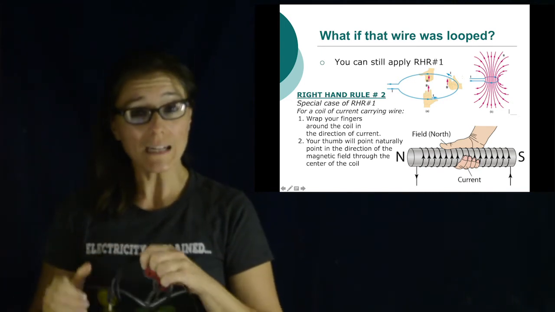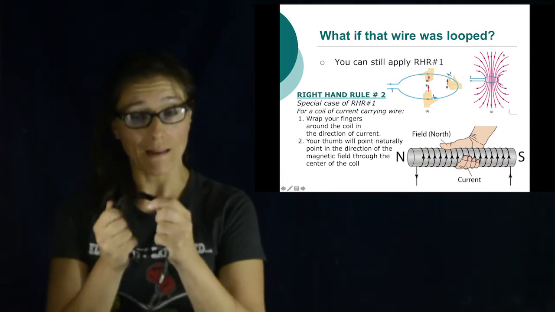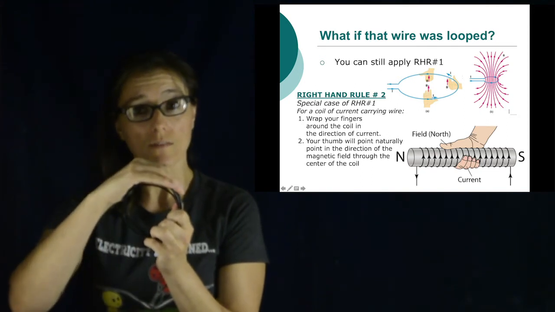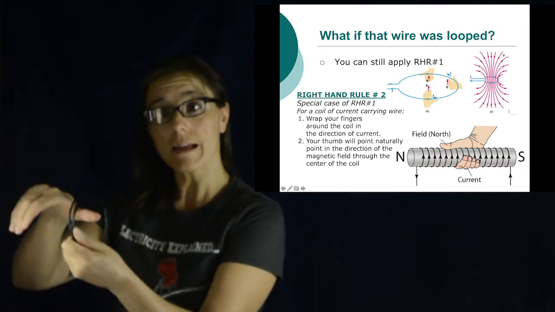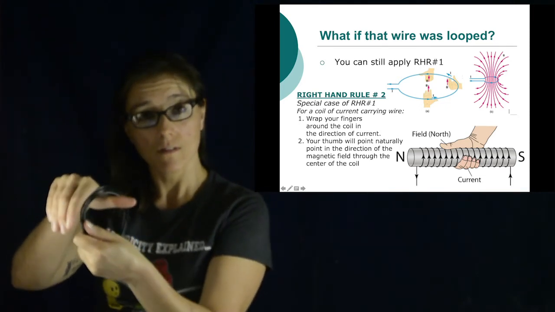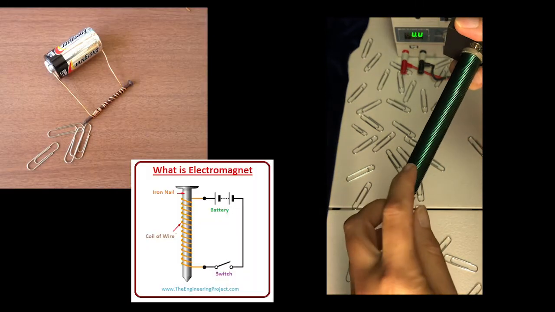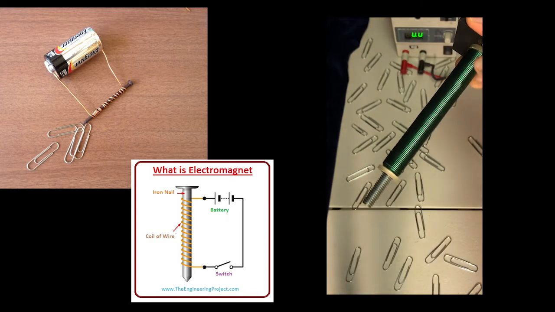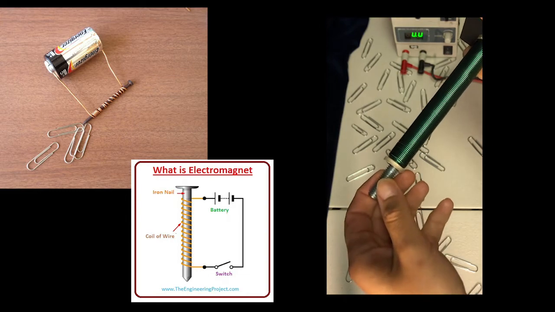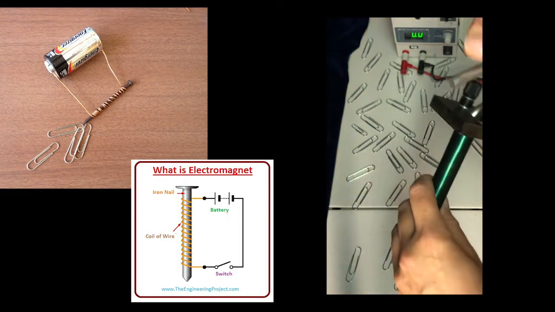In order to figure out the direction of this magnet that we've made, we use what's called the second right-hand rule, where you curl your fingers in the direction of the current, and your thumb will naturally point in the direction of the magnetic field through the center of the coil of wire. A coil of wire will have a magnetic field surrounding each layer of the wire, which will generate a strong magnetic field that will go through the core of the coil of wire.